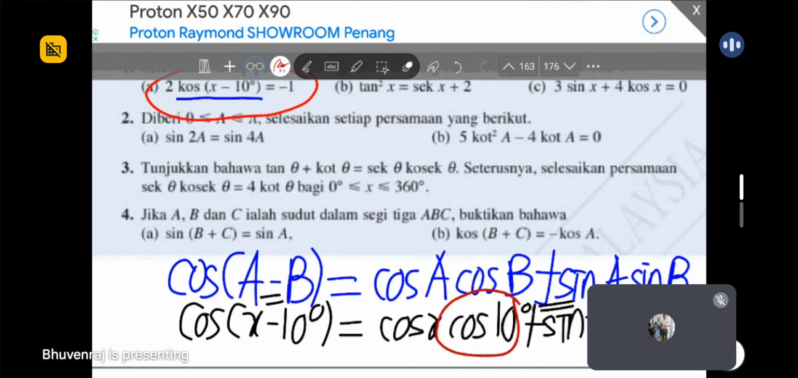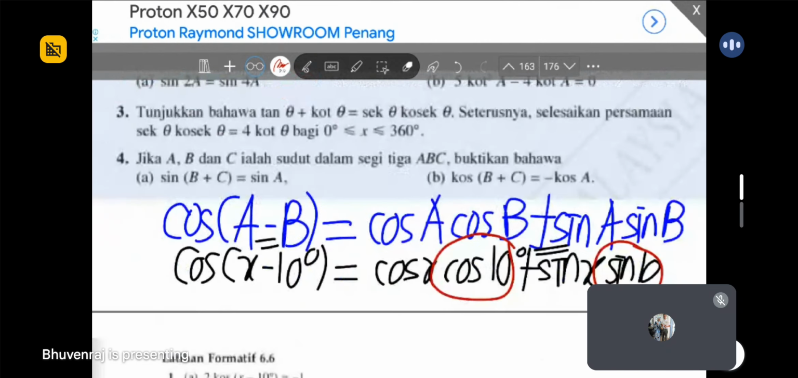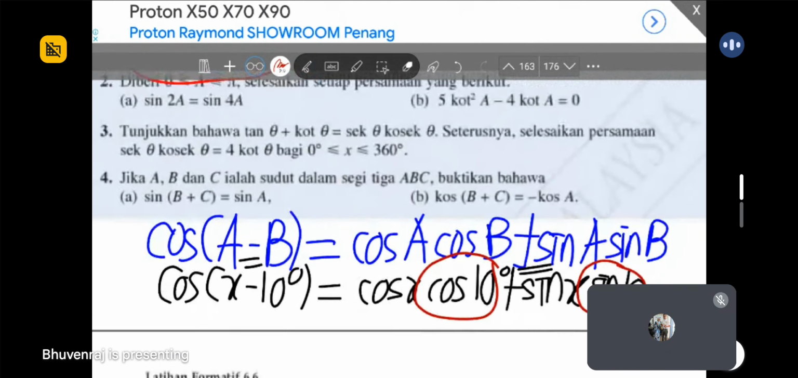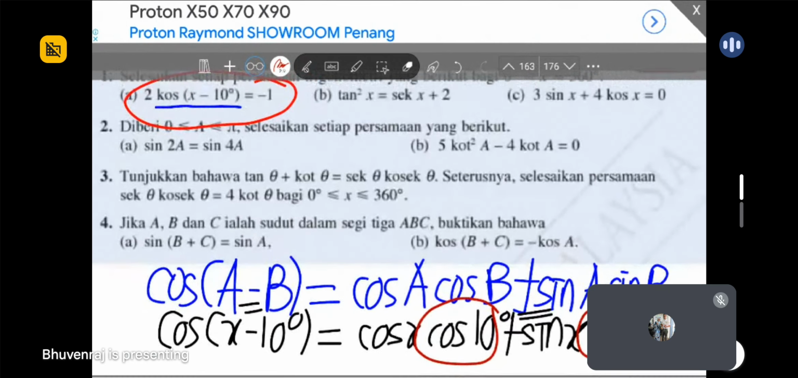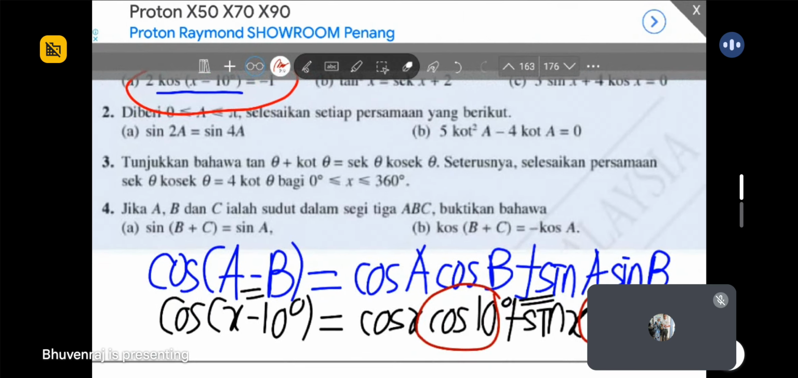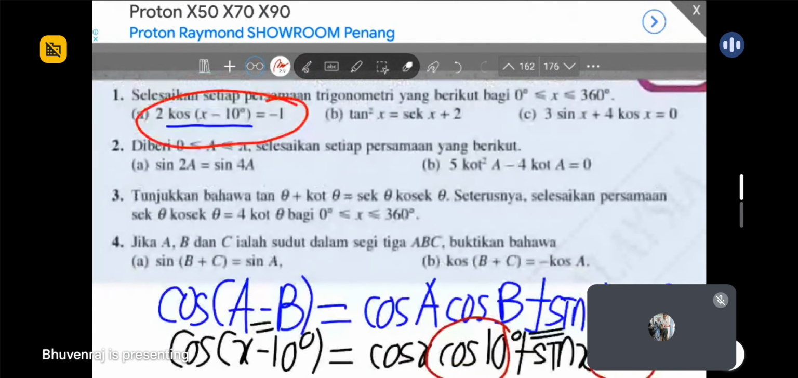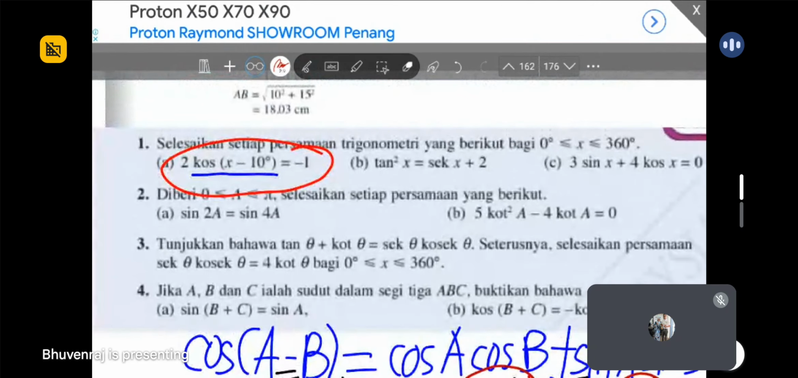So guys, if you actually use this method, it's going to be hard, because for cos 10 and sin 10, if you press the calculator, you will get decimal places. Kamu akan ada titik perpuluhan yang berulang. So you need to think of another way to solve question A. Kamu kena fikir cara lain.